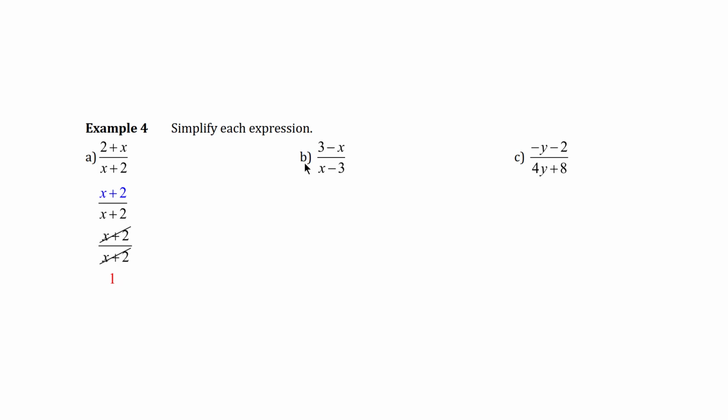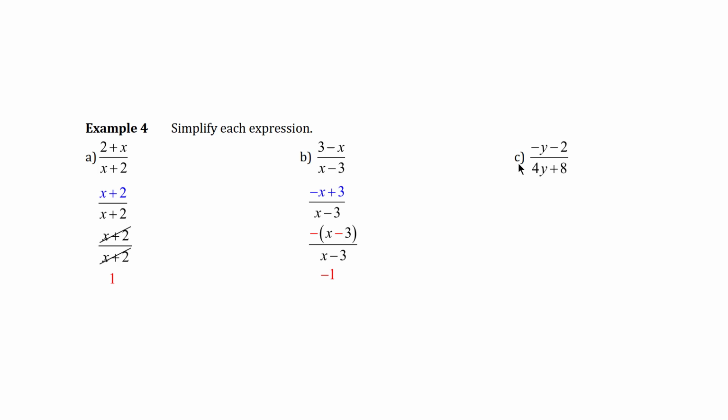For part B, we have 3 minus x divided by x minus 3. The first thing I'm going to do is rearrange the terms on the numerator. We get negative x plus 3 divided by x minus 3. From here, we're going to factor out a negative from the negative x plus 3 on the numerator. We get negative parentheses x minus 3 divided by x minus 3. Next, we cancel out the common factor of x minus 3 on the numerator and denominator. The final result is negative 1.